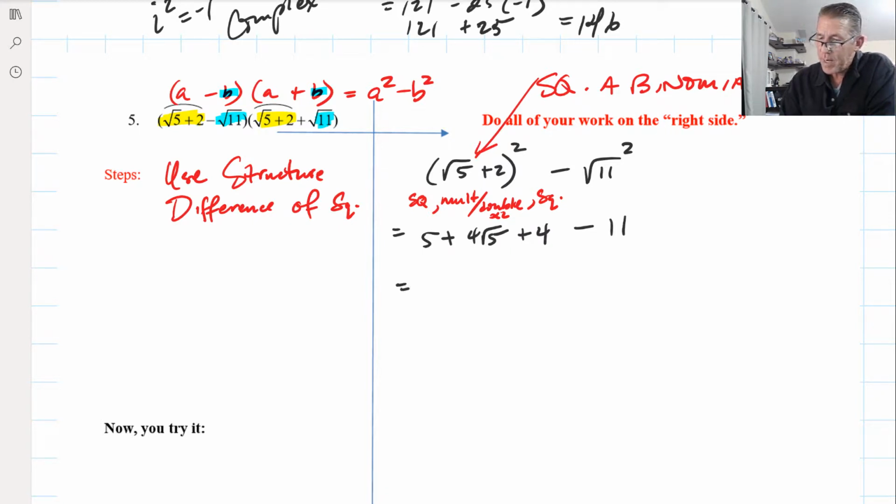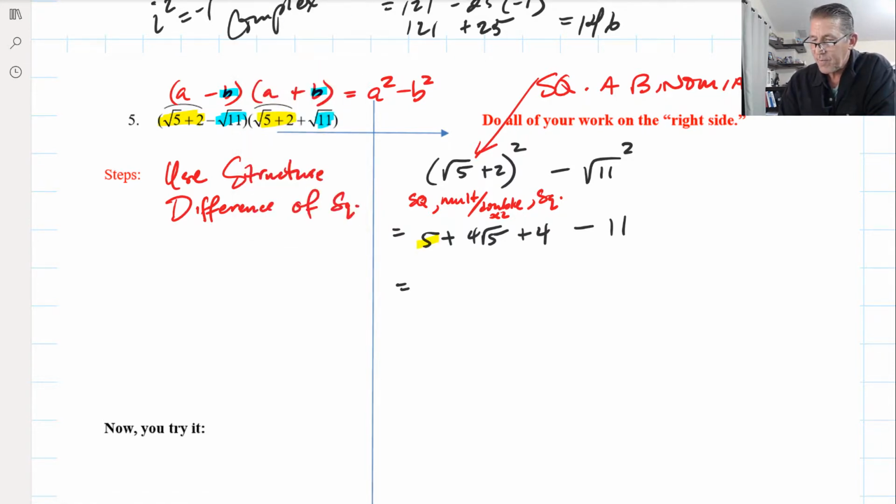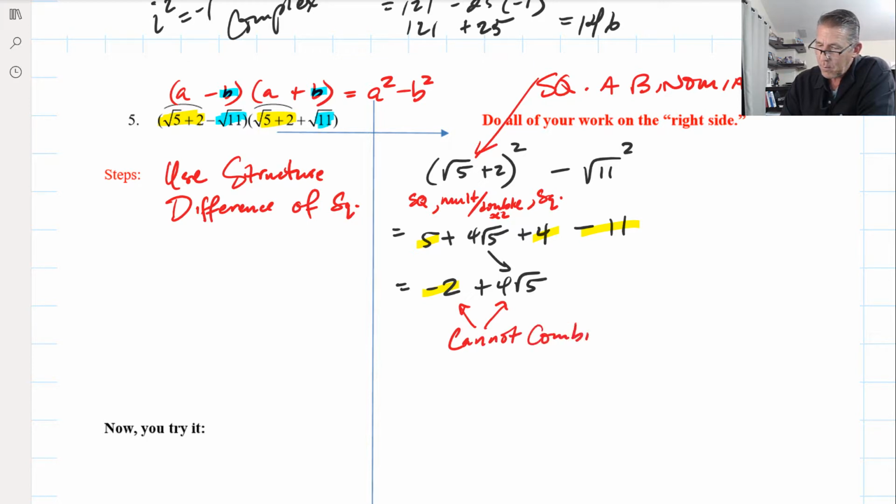And then all you do is add like terms. You might be asking where the like terms are. It's the rational ones: 5, 4, and minus 11. 5 and 4 is 9. Minus 11 gives you negative 2. And then you add the irrational part right there, the 4 rad 5. Again, you cannot simplify these, so these are unlike terms. This is a rational number plus an irrational number, and you can't combine. Okay, and that's all there is to it.